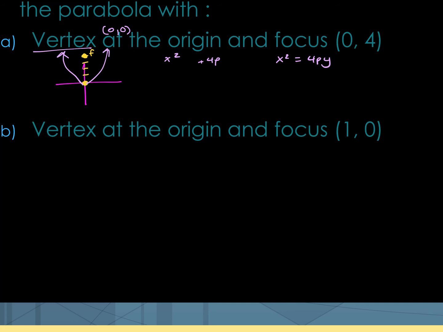So as soon as you know the vertex is at 0, 0, I know I don't need an h and a k. And then I know my direction from where the focus is. Now the only other piece of information I need is p. How do I find it?